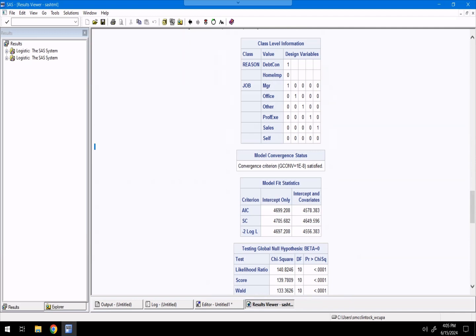So that first column is basically, is the person a manager, yes or no? The second column is, is the person in an office job, yes or no? The third column is, does the person have an other job, yes or no? So the way that SAS set this up, I don't want to say we, because really we didn't do anything. SAS just used its pre-existing defaults and basically assigned the last category, alphabetically speaking, to be the reference category. So SAS set self-employed as the reference category.